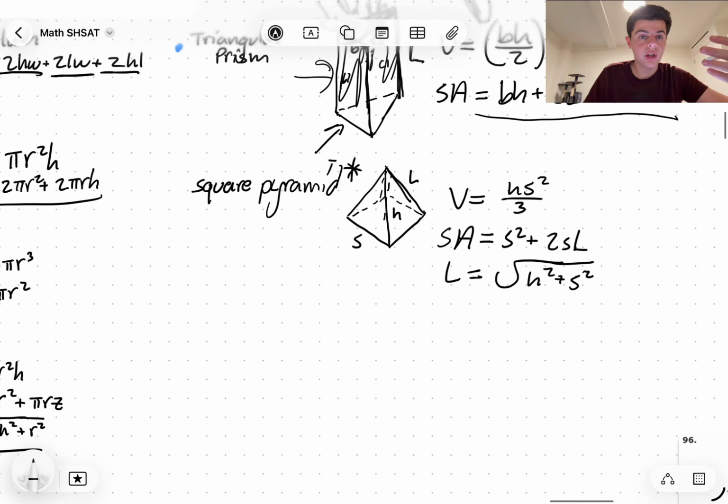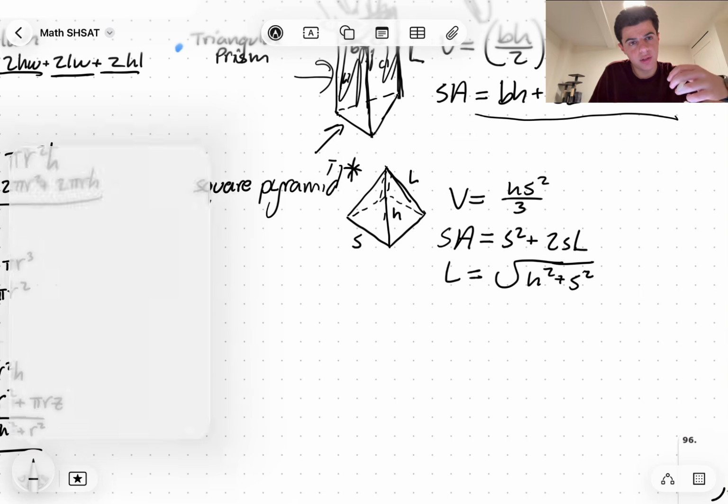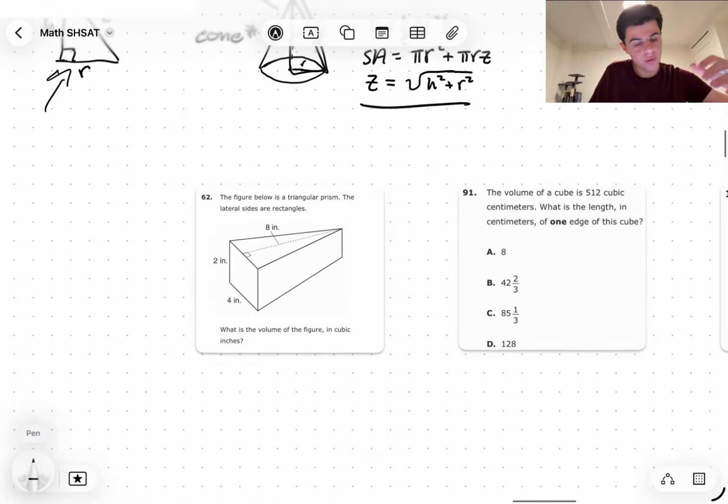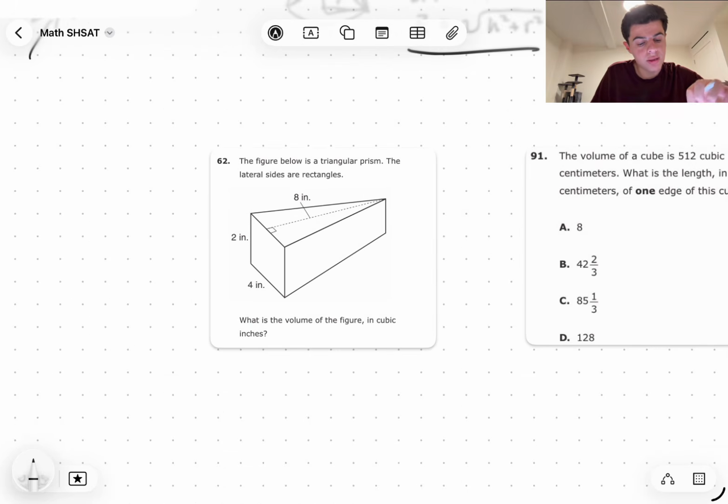And yeah, so that's all the shapes that I would think you should know. I think it might be beneficial to make flashcards or to just practice, but this is a skill you should get down. Now we're just going to cover a few quick practice problems on a few different shapes to practice.